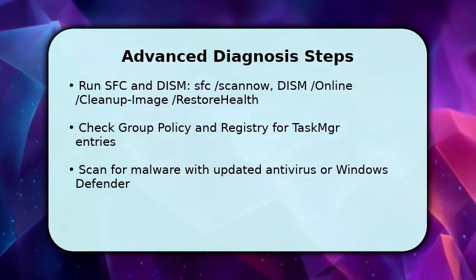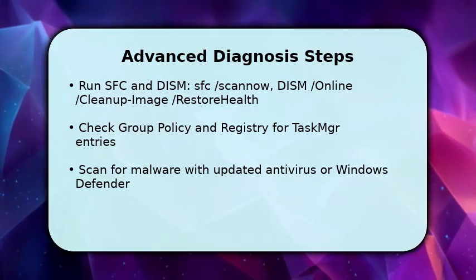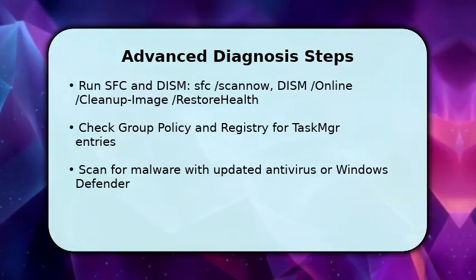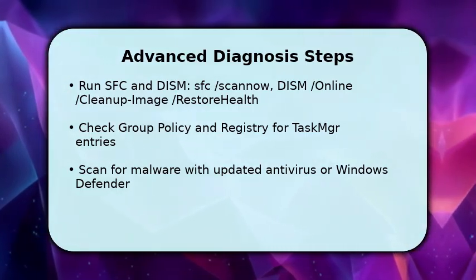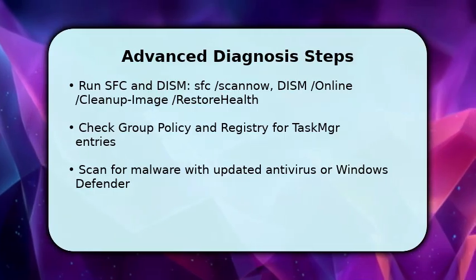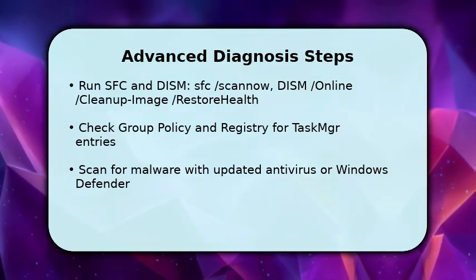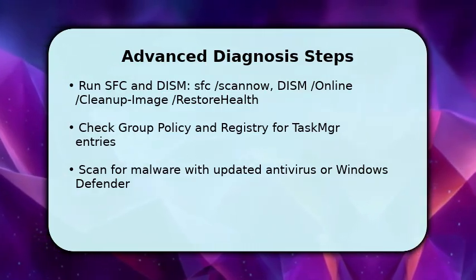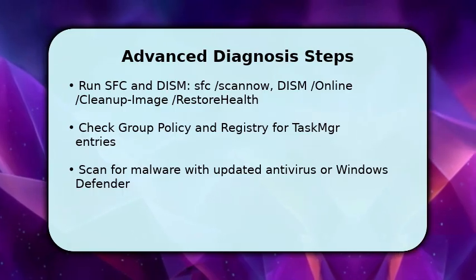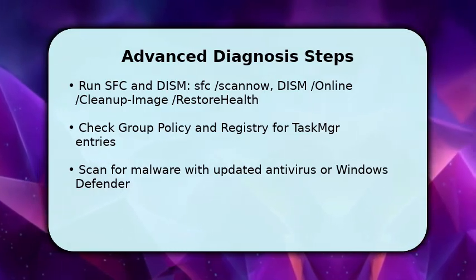Run SFC and DISM to repair corrupted system files. This fixes broken Task Manager executables. Then check group policy and the registry for disabled Task Manager keys because administrators or malware often flip those. Also run a full malware scan with your AV or Windows Defender. Malicious processes can block the UI.